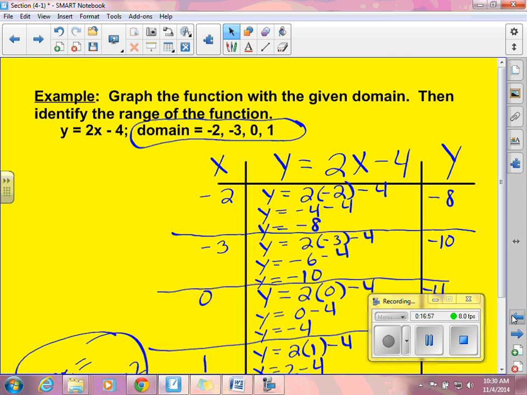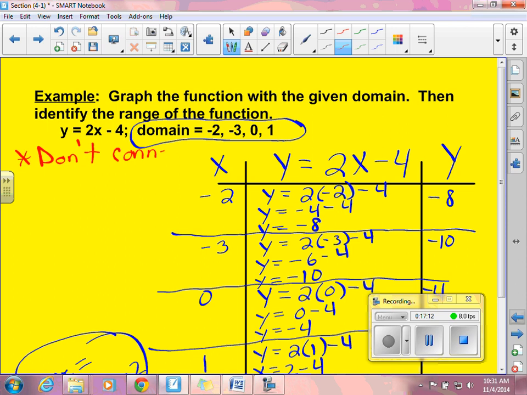Don't connect the points when given numbers for the domain. All right? You're not going to connect them.